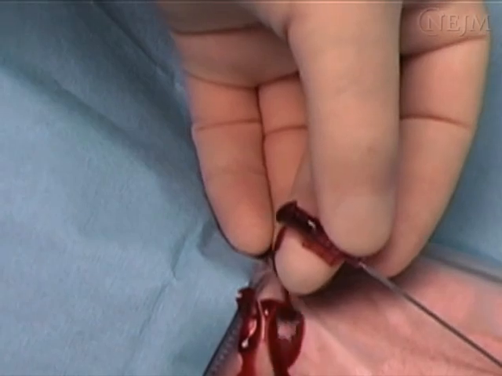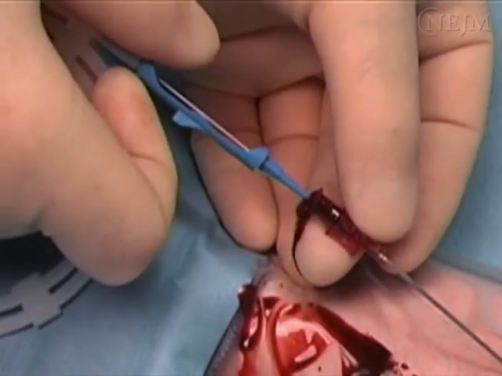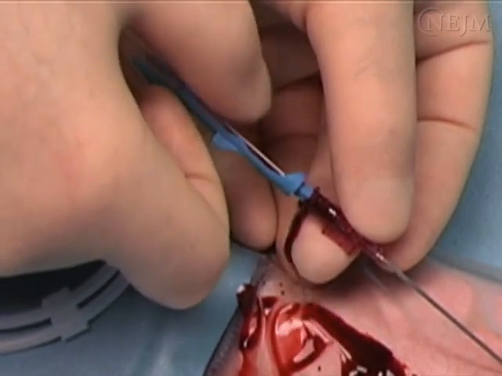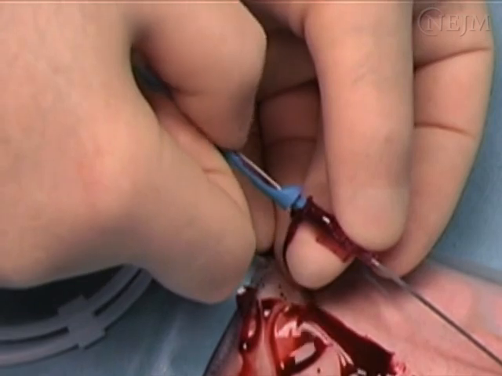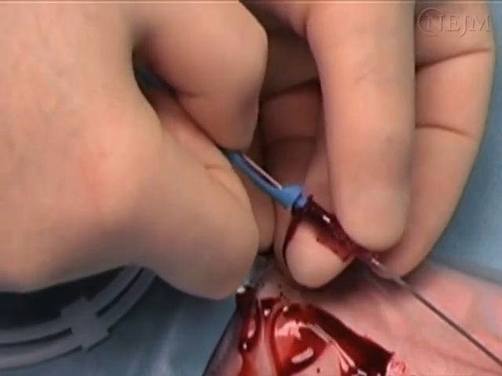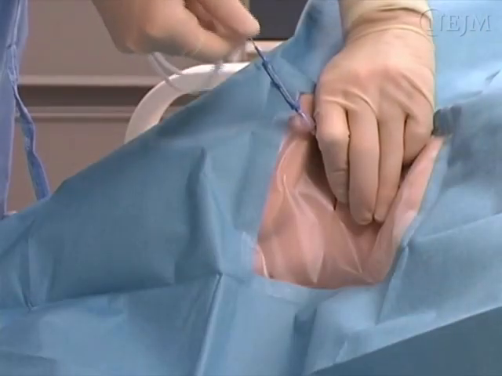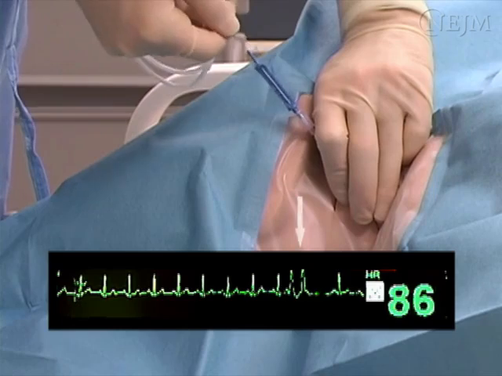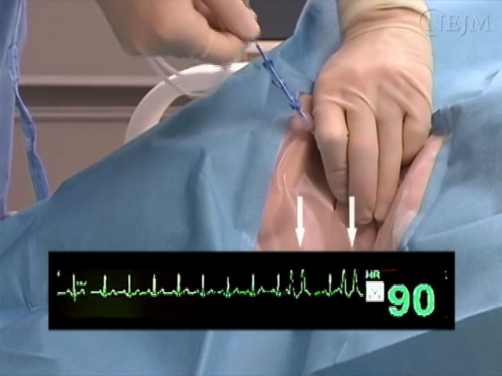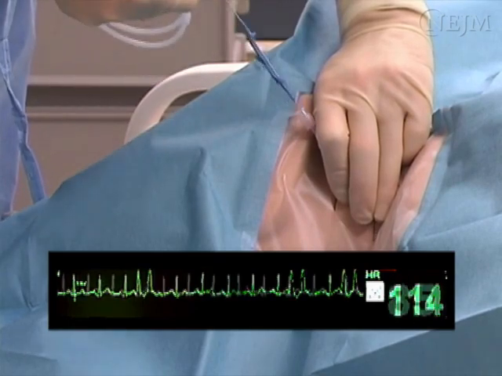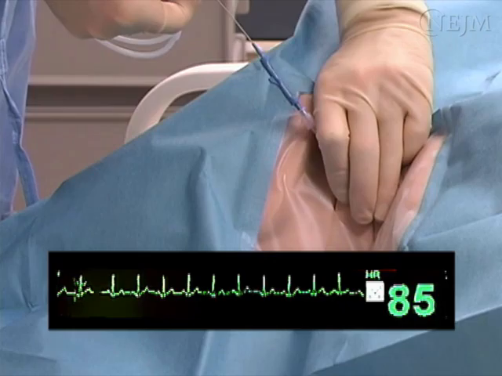Once the needle is in the vein and free flow of blood has been obtained, employ the introducer. Using the introducer, advance the curved end of the guide wire through the needle. An assistant should watch the monitor, looking for signs of arrhythmia during advancement of the guide wire. Arrhythmias indicate that the wire has reached the heart. If arrhythmias occur, withdraw the wire slightly until they cease.